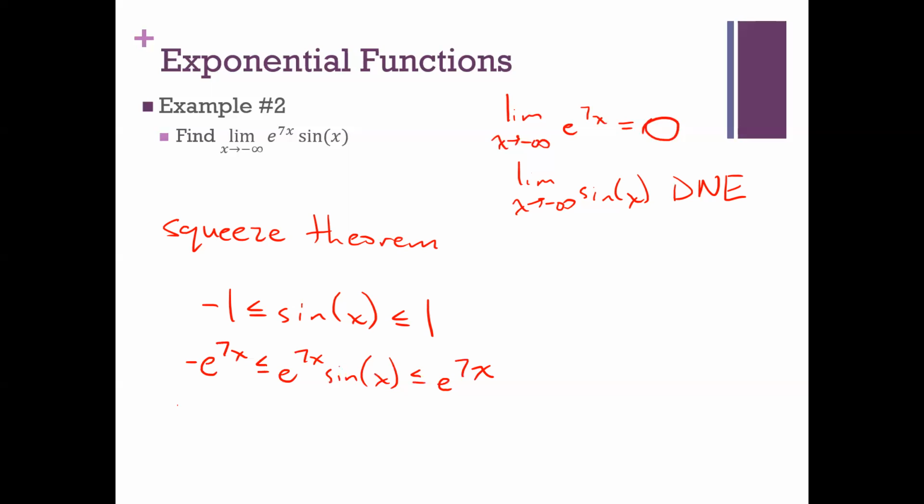So remember the way the squeeze theorem works. If these two things have the same limit, what happens to this one? It's in between them, so it has to have the same limit too. So let's make sure that happens. What's the limit as x approaches negative infinity of negative e to the 7x? And what's the limit as x approaches negative infinity of e to the 7x?